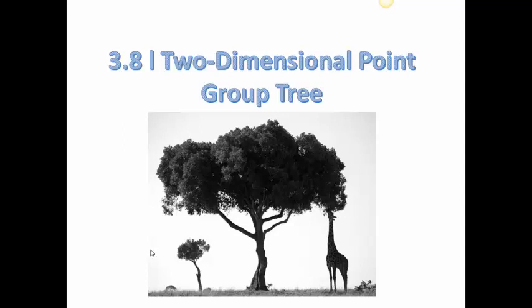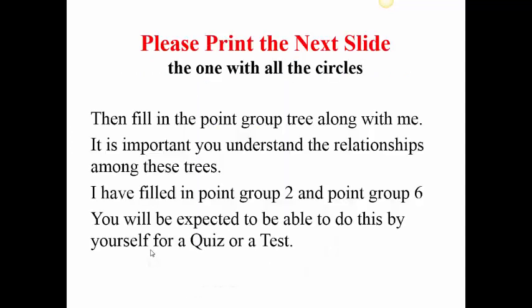Our abstract tree is going to be a little bit different, but it's the same general idea. Now what I want you to do is print the next slide, the one with all the circles. And then you're going to fill in the point group tree along with me. It's important that you understand these relationships among the trees. These trees are so important to the theme of the book that I have a 3-dimensional point group tree on the cover of the book. I filled in point group 2 and 6, and you'll be expected to be able to do this by yourself for the quiz on Wednesday, and perhaps on test 1.